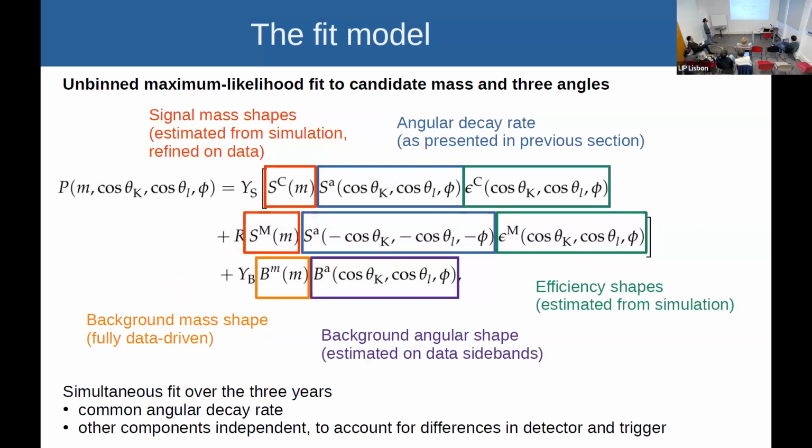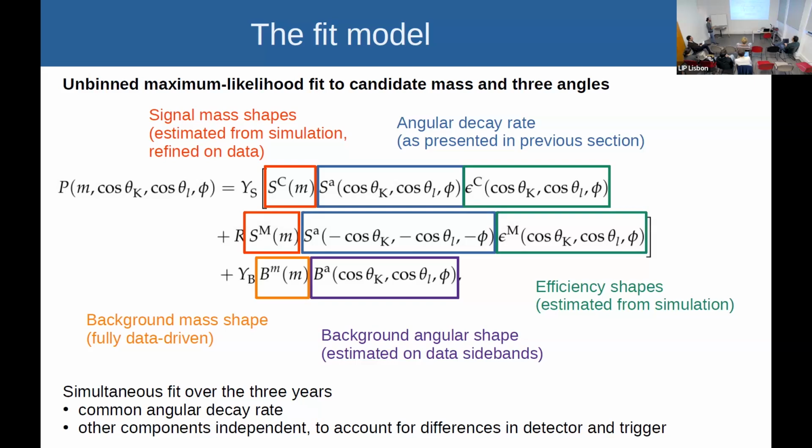Okay, so each of these components is composed by a signal mass shape. So basically, this is the shape of our signal, and that is estimated using simulation and then refined on data to account for differences between simulation and data. We have an angular decay rate that is the one I presented in the previous section. So it's the dependence on the P parameters and so on. Then we have some functions that are used to describe the efficiency.